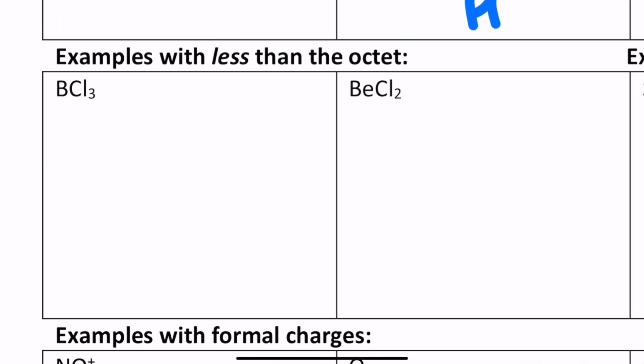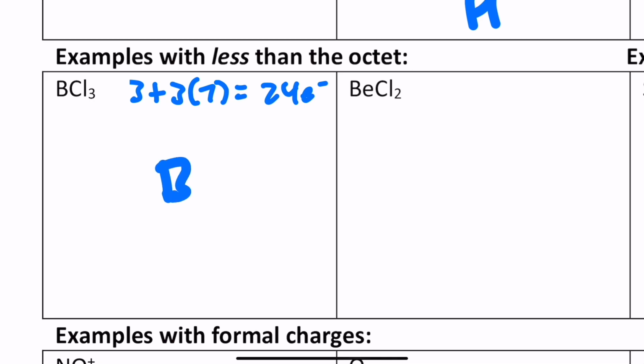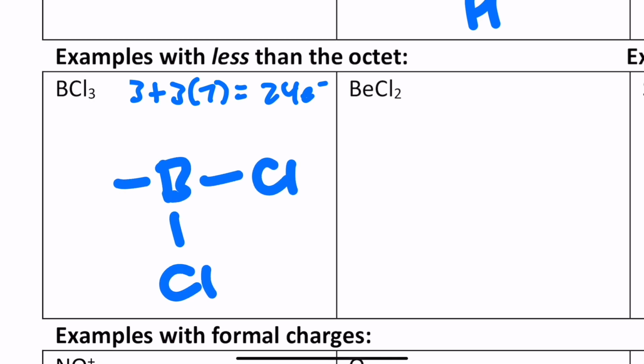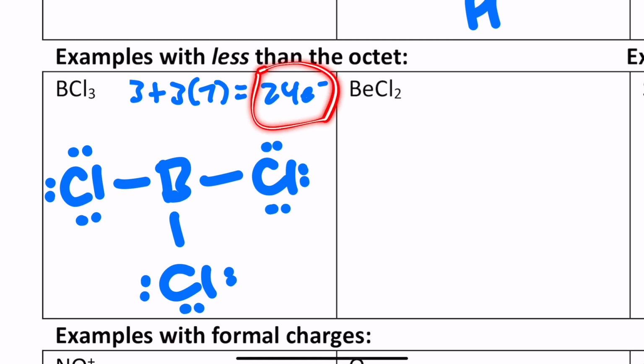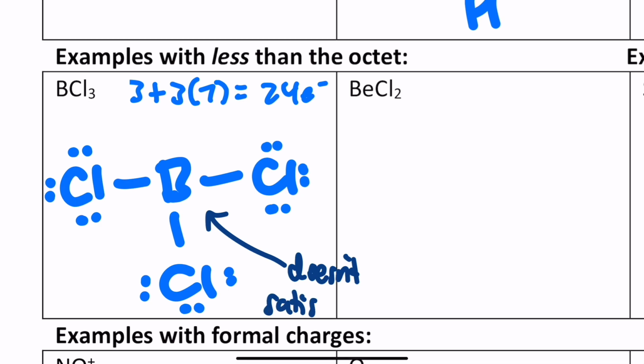The 2 most common examples where you have fewer than the octet are species with boron and beryllium. Boron has 3 valence electrons, and in this boron trichloride, there's 7 for each chlorine. So we have 24 electrons. And if you draft a structure with a boron in the middle and bond it to 3 chlorines with single bonds, go ahead and satisfy the octet on each chlorine atom, that actually uses up all your electrons. That is 24. So in this case, boron doesn't satisfy the octet. And that's as good as we can get it.